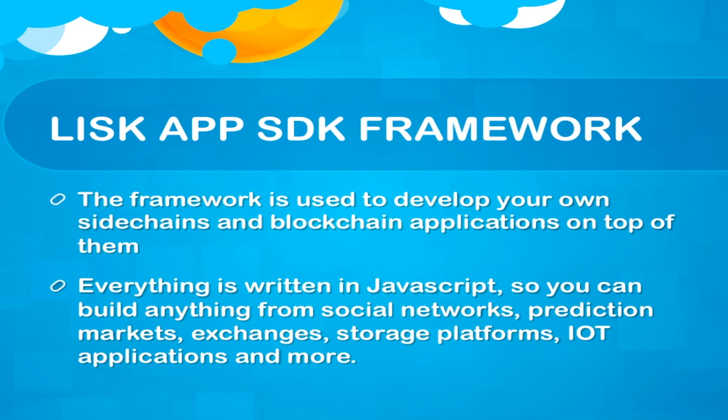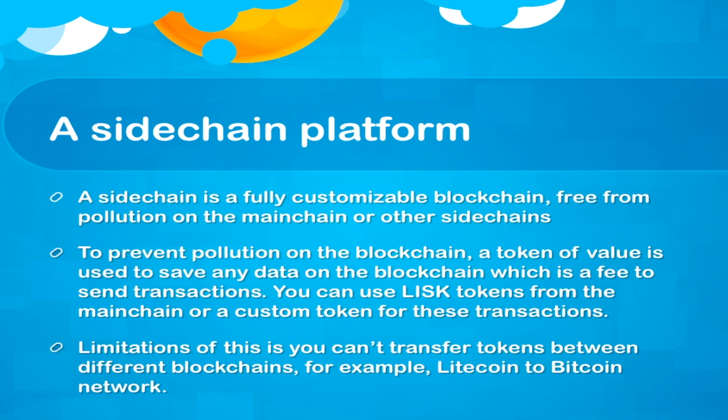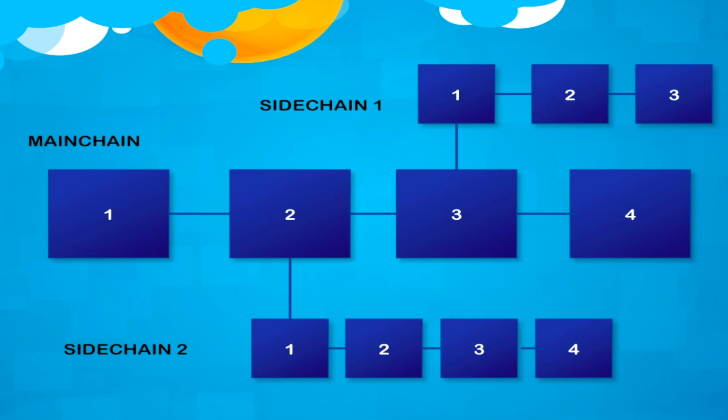So let's dive deep into the framework. The Lisk App SDK framework is used to develop your own sidechains and blockchain applications on top of them. Everything is written in JavaScript, so you can build anything from social networks, prediction markets, exchanges, storage platforms, Internet of Things applications, and more. A sidechain platform is basically a fully customizable blockchain free from the pollution on the main chain or other sidechains. To prevent pollution on the blockchain, a token of value is used to save any data on the blockchain, which is a fee to send transactions. You can use Lisk tokens from the main chain or a custom token for these transactions.